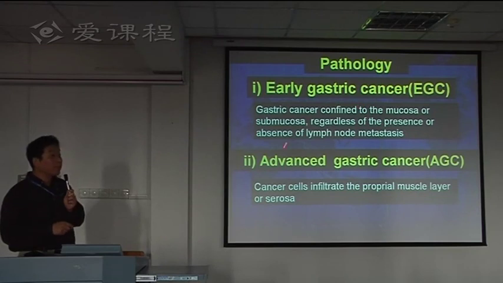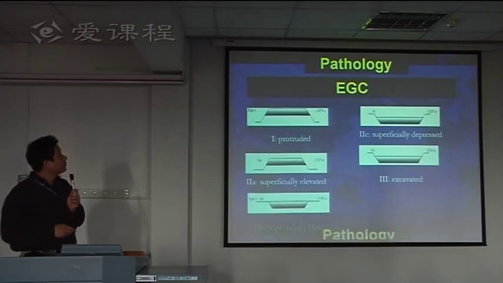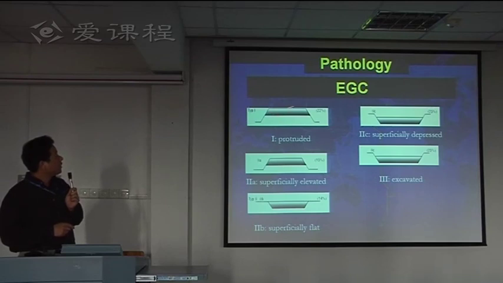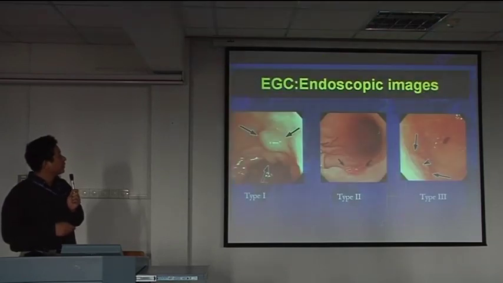This is the endoscopic classification, and this is the picture. Type 1 is protruded. Type 2 is superficial. Type 3 is excavated. This is a picture of the gastroscopy. This is type 1, type 2, and type 3. Early stage.